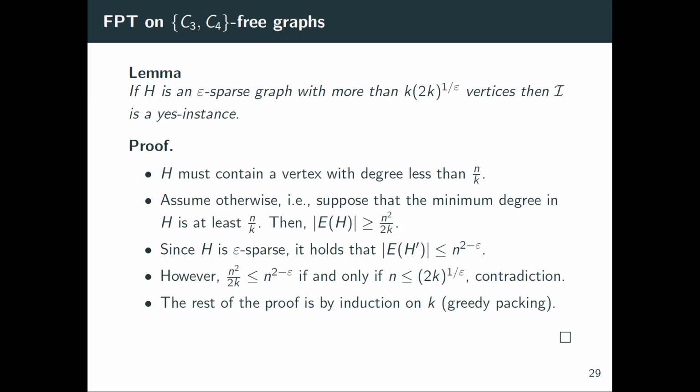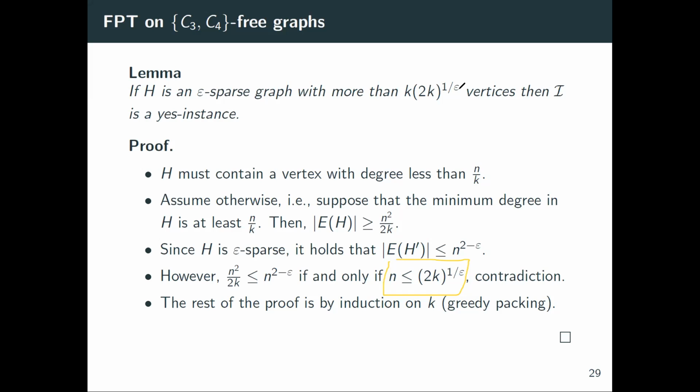The way you show that H has a vertex of degree less than n over k is, again, a standard counting argument and the handshaking lemma, right? So if the minimum degree in H was at least n over k, then the number of edges would be at least n squared over 2k, which will only happen in an epsilon sparse graph when n is less than or equal to k to the power 1 over epsilon. And the rest of the proof is basically an induction on k. So that shows you that when you do have an epsilon sparse graph with more than this many vertices, then we have a yes instance.